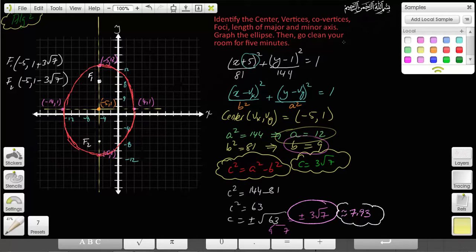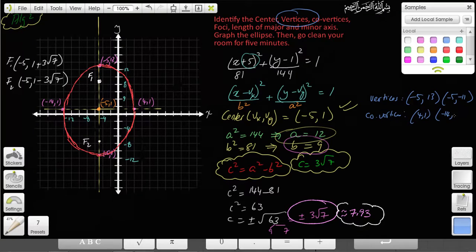Okay? So identify the center, which we did over here, and identify the vertices. So the vertices are going to be, okay, 4, 1, and negative 14, 1. And the co-vertices, oh, I'm sorry, I made a mistake there, didn't I? The vertices are going to be negative 5, 13, and negative 5, negative 11. And the co-vertices will be 4, 1, and negative 14, 1.